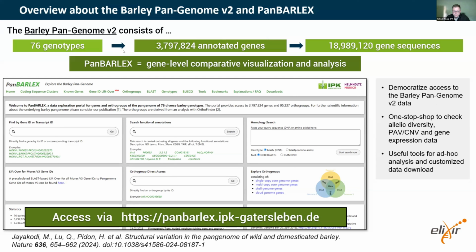And all this data is available on PanBARLEX, which is a gene-level comparative visualization and analysis tool for the Barley Pangenome version 2. And here you can see the start screen and the URL where you can access it. The main goal of the creation of PanBARLEX was to democratize the access to the Barley Pangenome and to have also a one-stop shop to check allelic diversity, presence-absence variation, copy number variation, and gene expression data, and also have some useful tools for ad hoc analysis and customized data download.